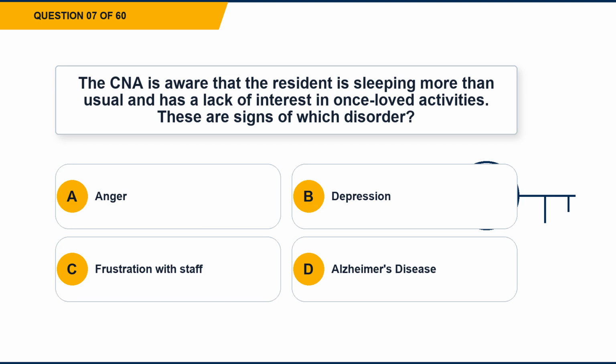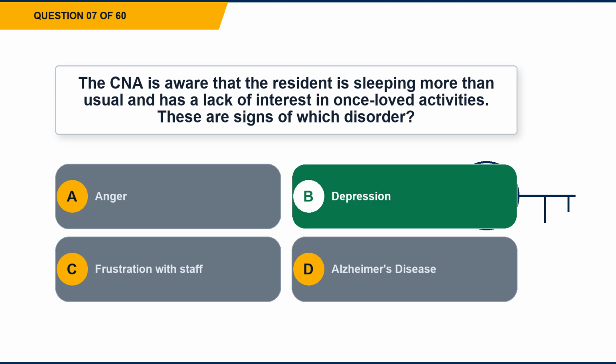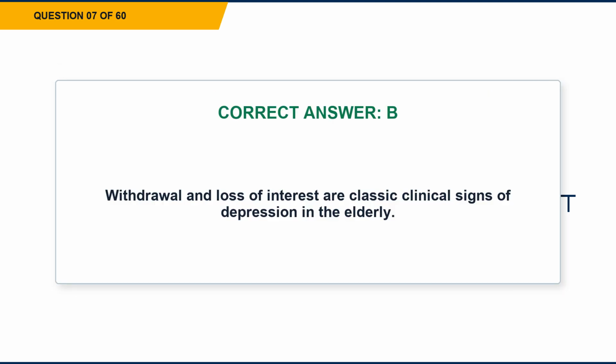Question 7. The CNA is aware that the resident is sleeping more than usual and has a lack of interest in once loved activities. These are signs of which disorder? Option A. Anger. Option B. Depression. Option C. Frustration with staff. Option D. Alzheimer's disease. The correct answer is option B. Depression. Explanation. Withdrawal and loss of interest are classic clinical signs of depression in the elderly.